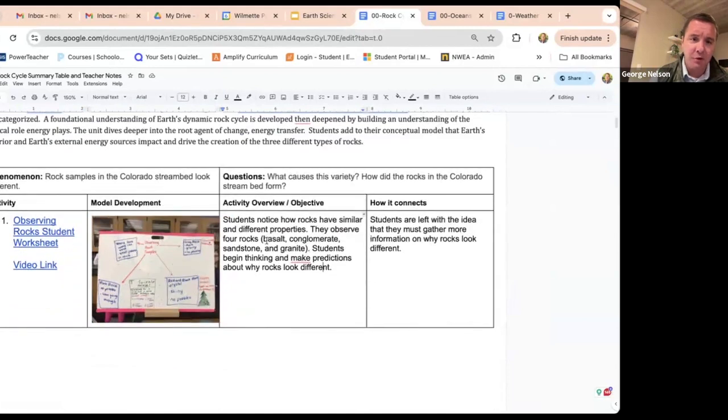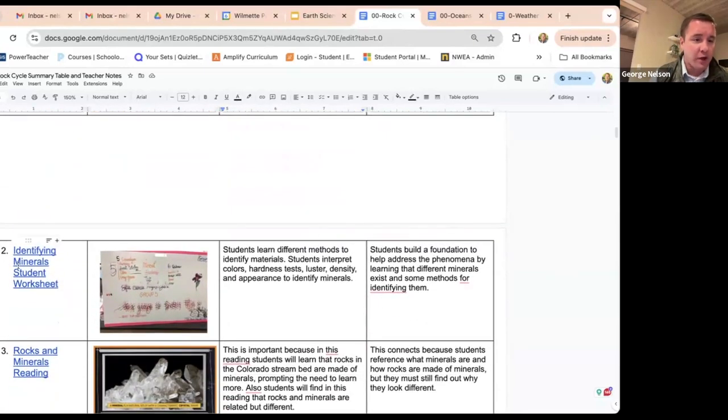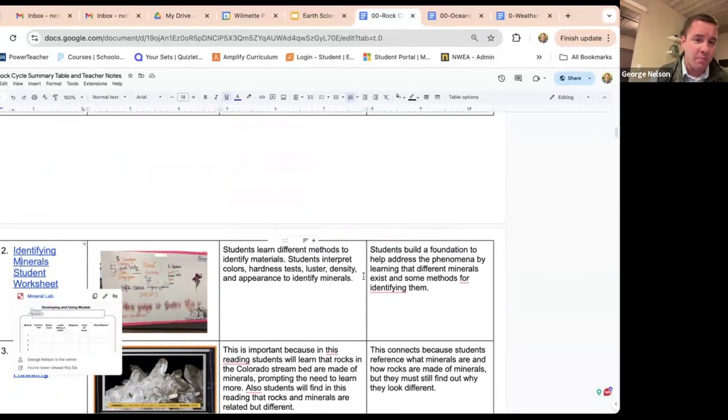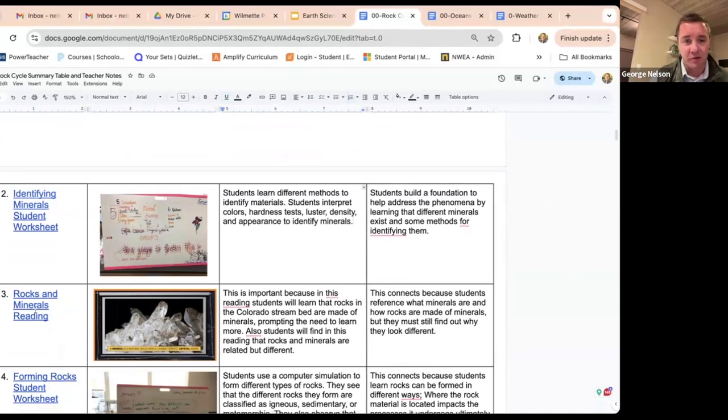I also lay out rocks for them in trays, basalt, conglomerate, sand, granite, and have them start referencing the rocks. That's just a preconception. Afterwards, we do the traditional Mohs test, the rocks and minerals one, just to get them used to talking about minerals. What I'm really trying to get across throughout is that minerals are more of a pure substance, and rocks are different, trying to get them to realize the difference between rocks and minerals.